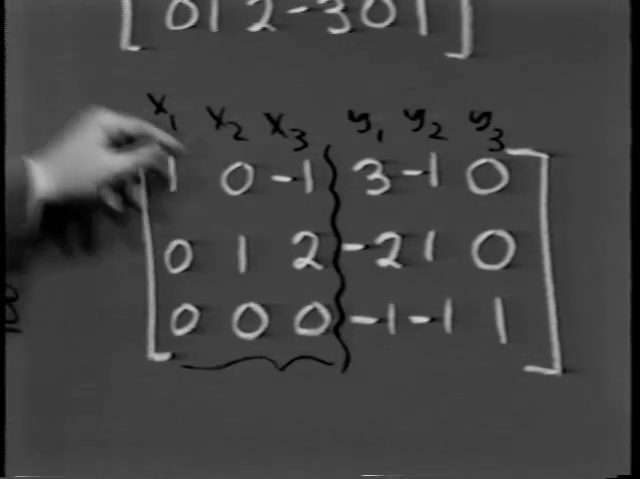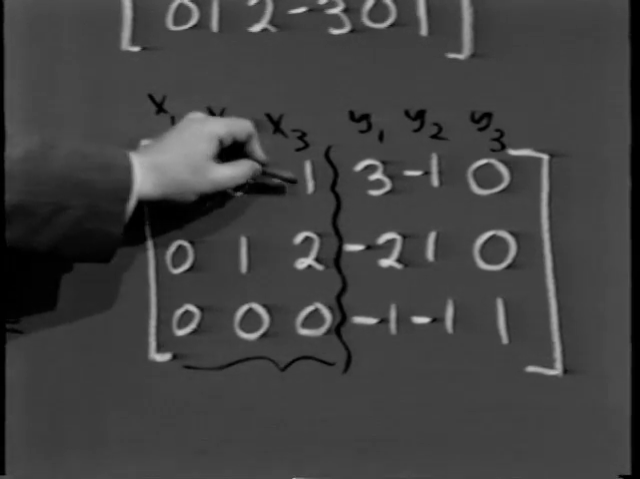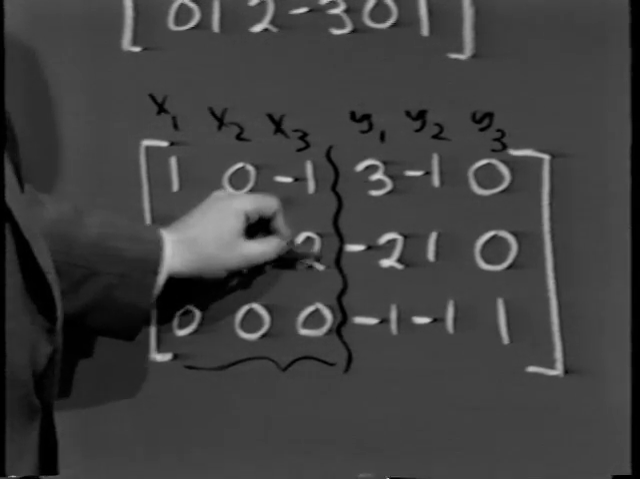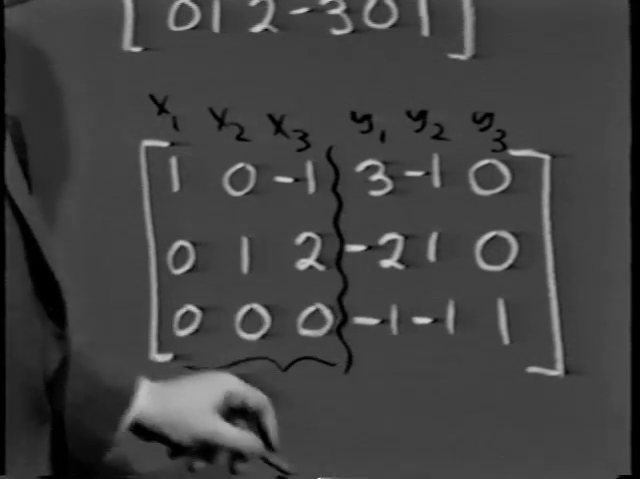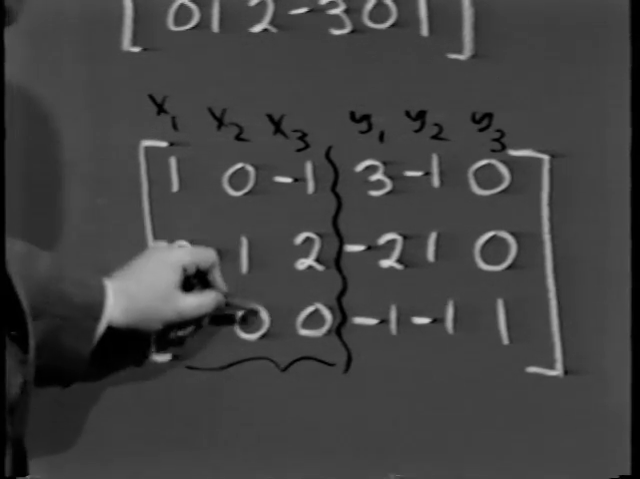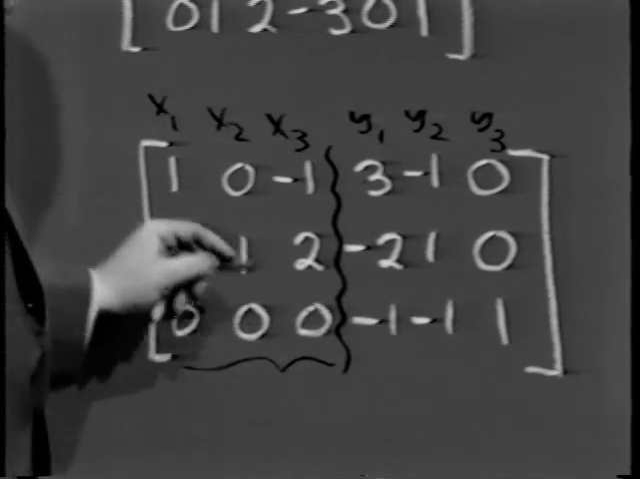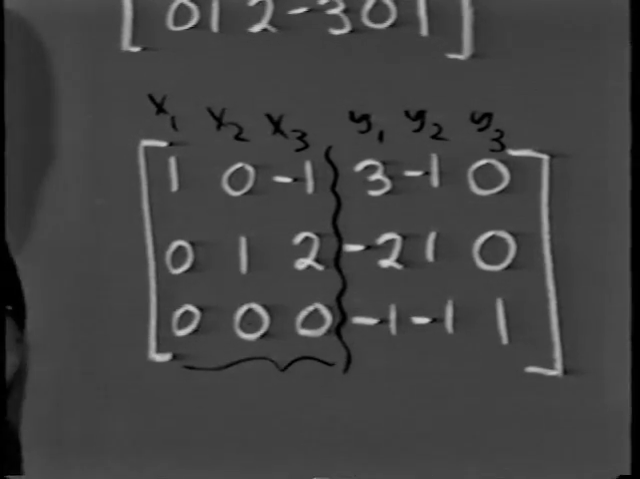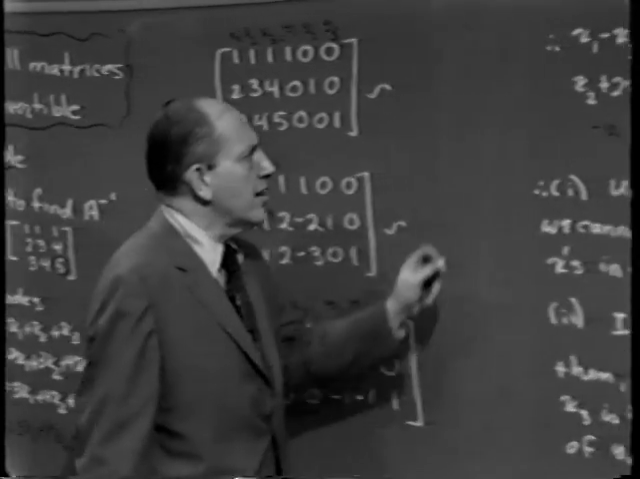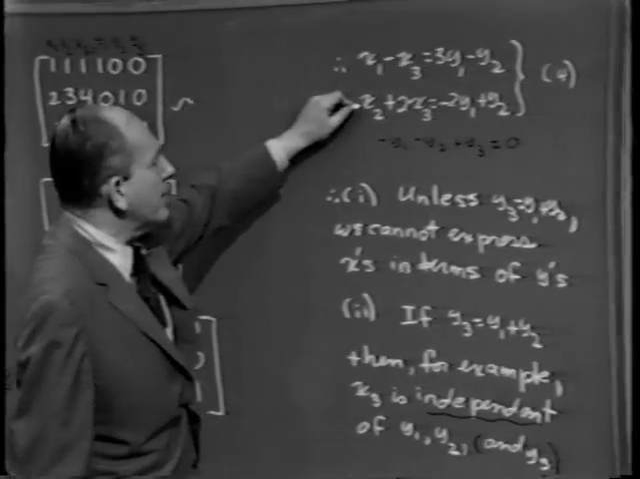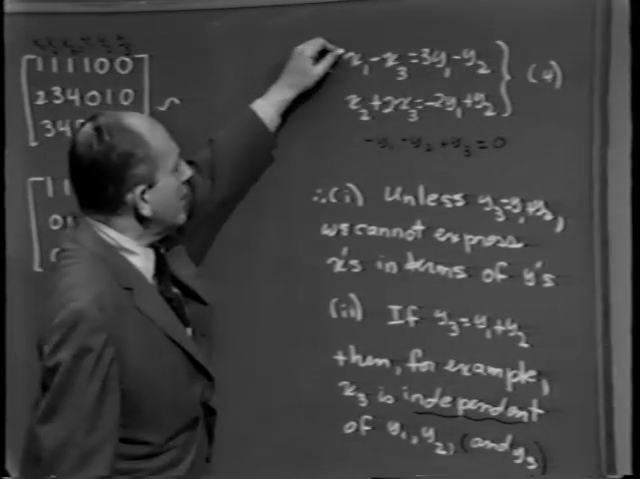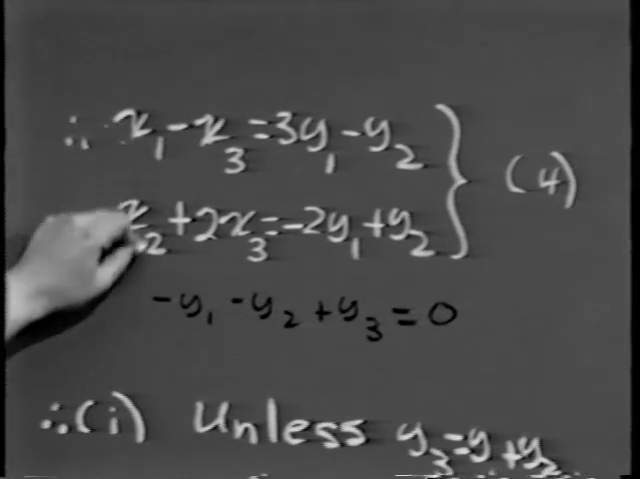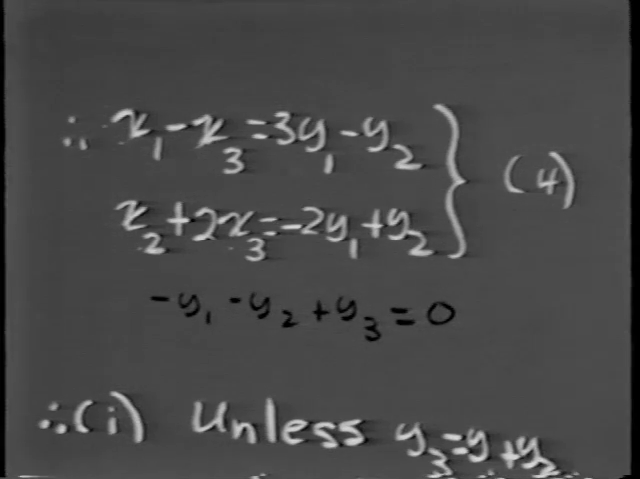Let's translate what this thing says. It says x1 minus x3 is 3y1 minus y2. x2 plus 2x3 is minus 2y1 plus y2. And it also says that what? 0x1 plus 0x2 plus 0x3, in other words, 0 is equal to minus y1 minus y2 plus y3. And let's write that to emphasize this. You see, what we really have from the first two equations is this system here: 2 equations, but in 3 unknowns, x1, x2, x3. We're assuming that the y's are knowns now.